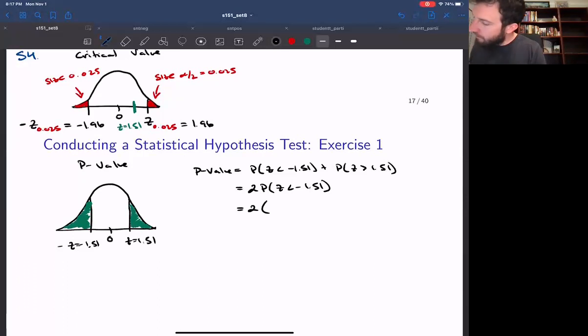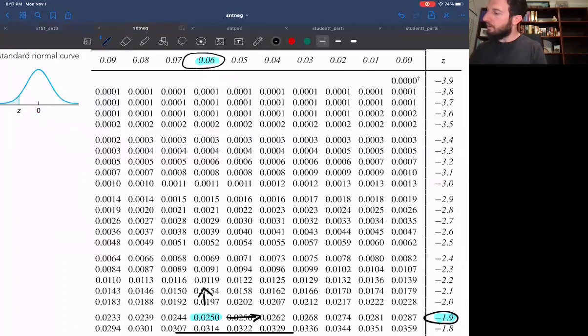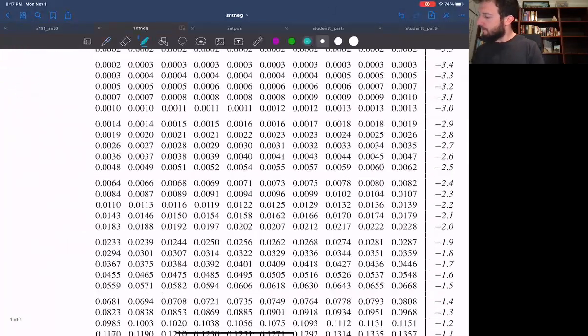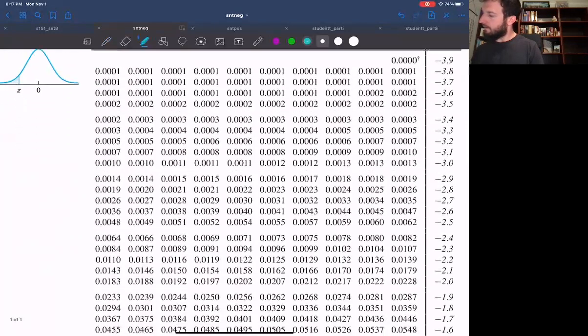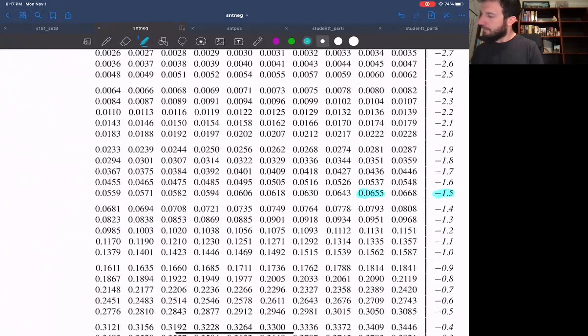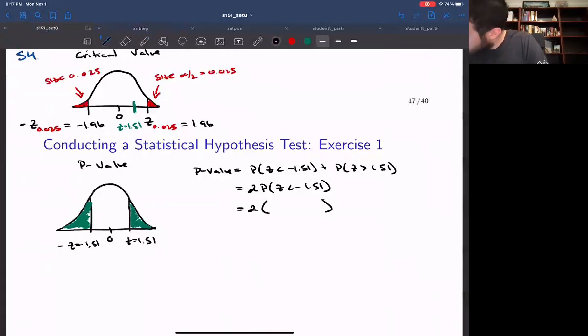Okay, so now we just go to our normal table. We look up negative 1.51, which is right here. Okay, so the probability that z is less than negative 1.51 is 0.0655. So we have 0.0655, and therefore the p-value is 0.1310.